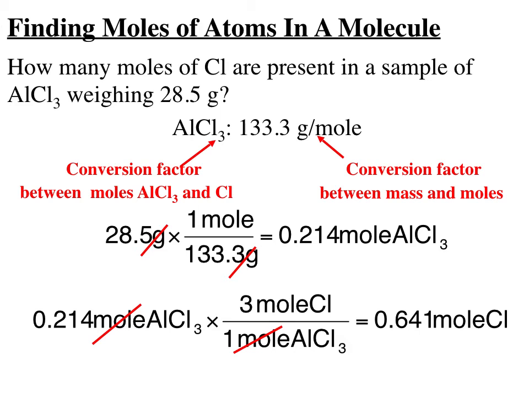So I will then take 0.214 mole AlCl3 times 3, divide by 1, that will give me 0.641 moles of Cl. Essentially saying, for every 1 mole of AlCl3, there are 3 moles of Cl. So if I have 0.214 mole of AlCl3, I must have 3 times that amount, or 0.641 mole of the Cl present.